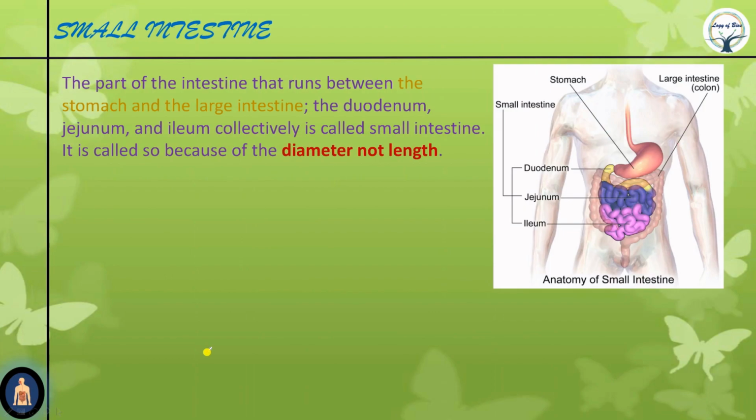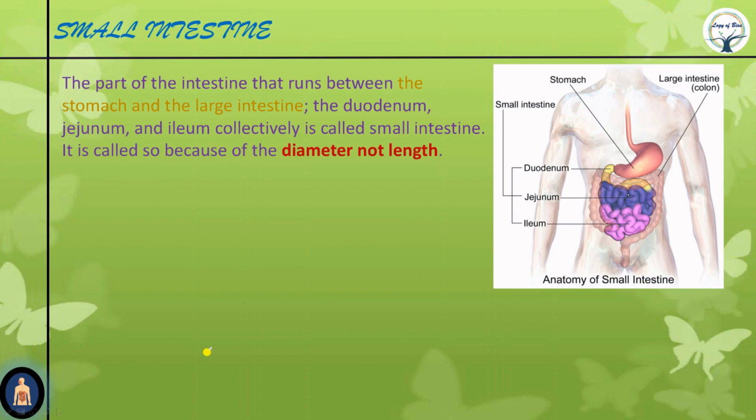Okay, so now the small intestine. The small intestine is the last place where digestive enzymes are released, because in the large intestine no special digestive enzymes are released. It is a very long area, allowing time and space to break food properly. A small intestine is said to be small due to its diameter, not length. In length it is larger than the large intestine.